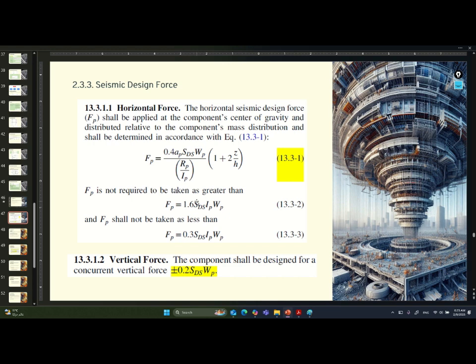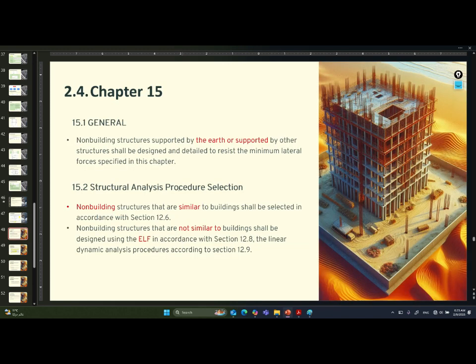Also, you mustn't forget that in this case, of course, they have the same SDS. So if you divide each one of them, you can get a relationship for the FP. Also, the FP is not required to be taken at greater than this value and less than this one. That is also the vertical force component.